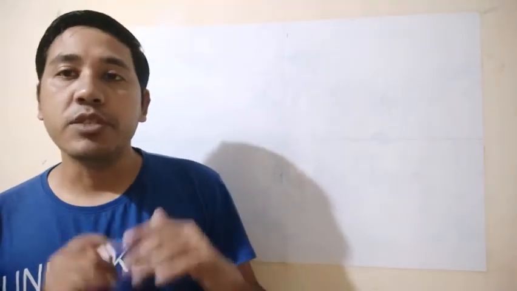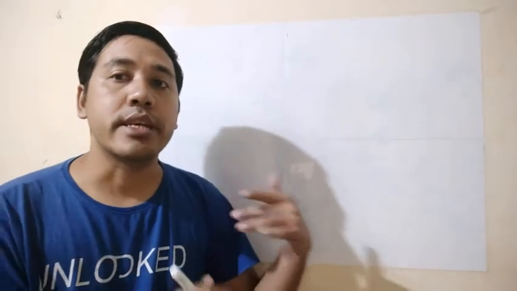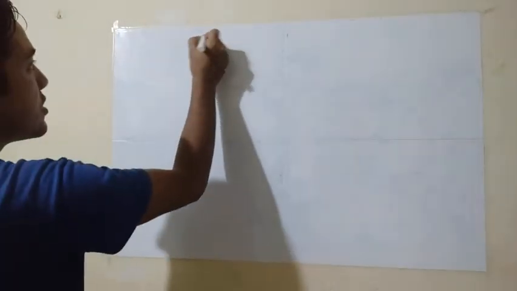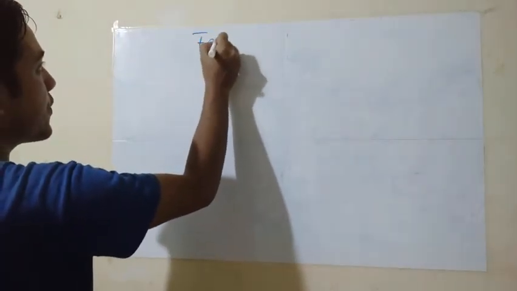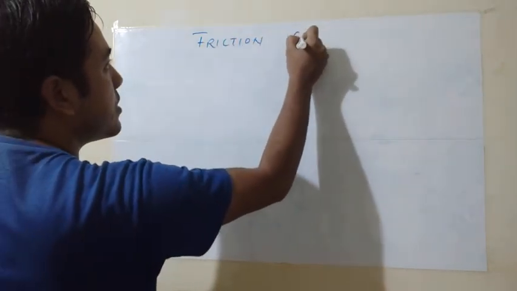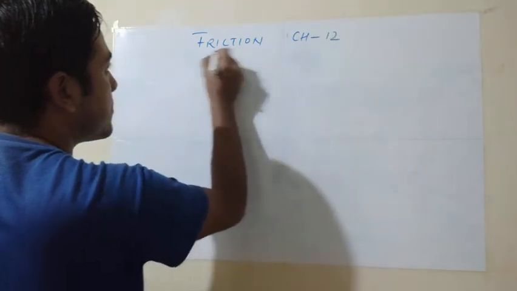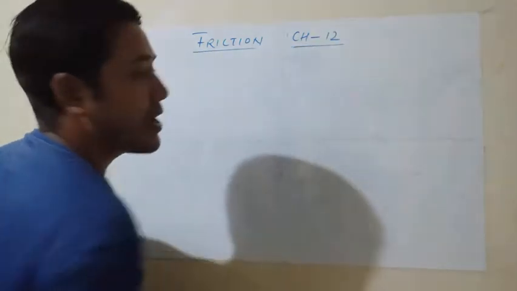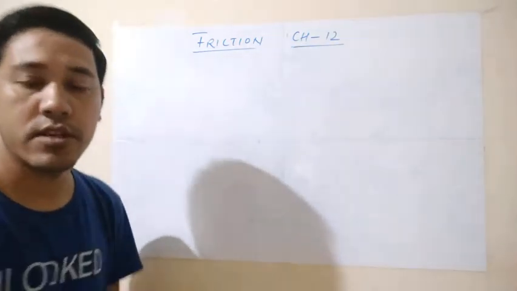In the last chapter we already studied about force and pressure, right? And the second chapter of this physics is friction. Class 8 science, chapter number 12. What is this friction?